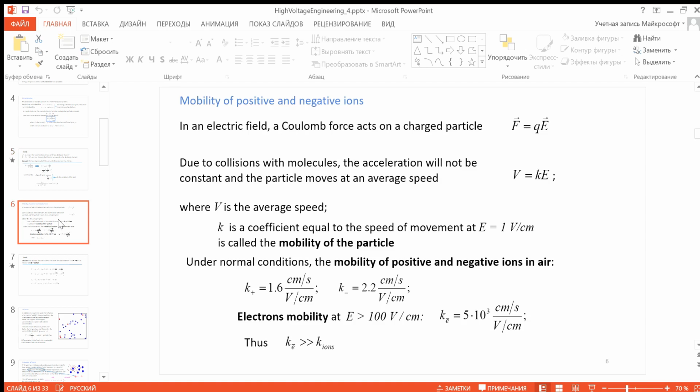Let's consider the mobility of positive and negative ions. As you know, in an electric field, a Coulomb force acts on charged particles. Due to collisions with molecules, the acceleration will not be constant, and the particle moves at an average speed, v, proportional to the strength of the electric field with some coefficient k.